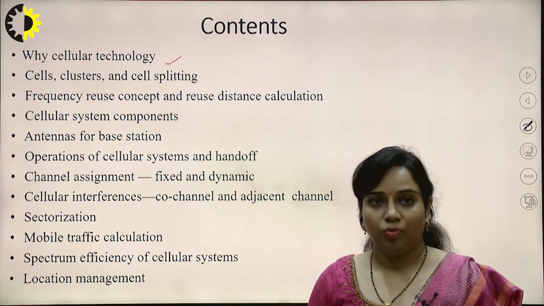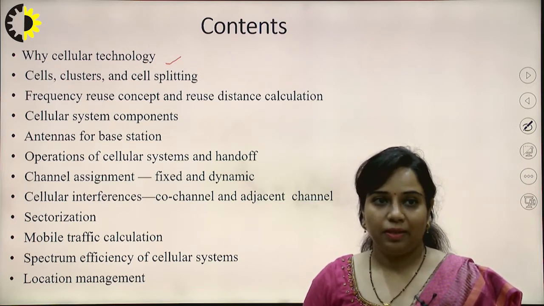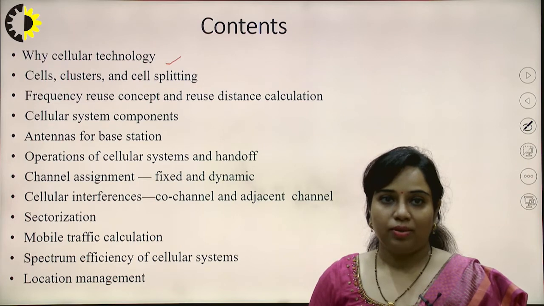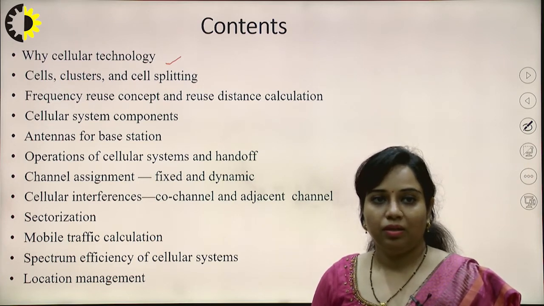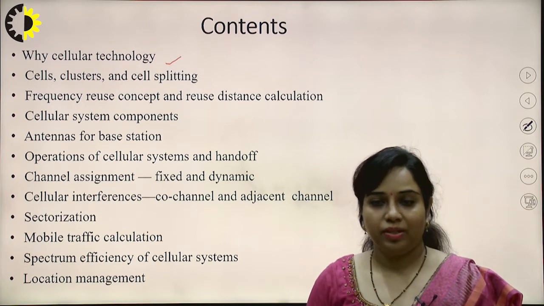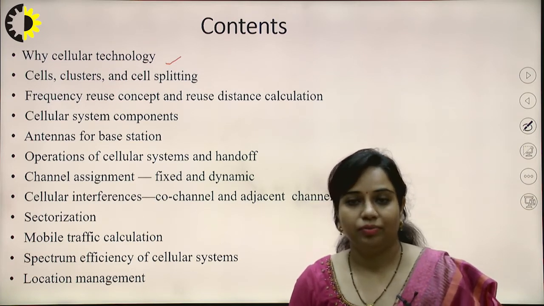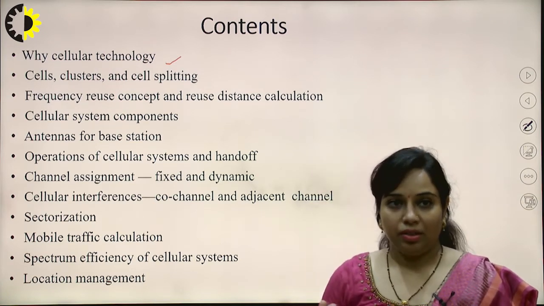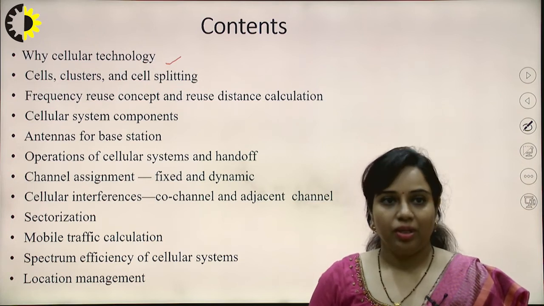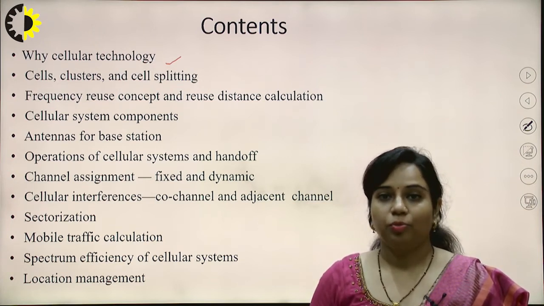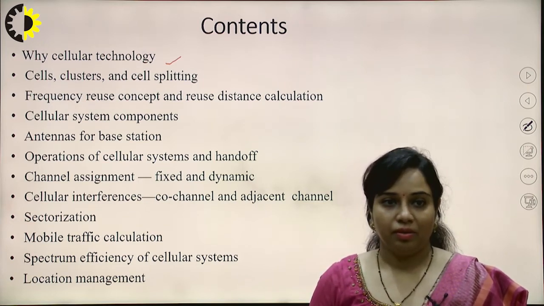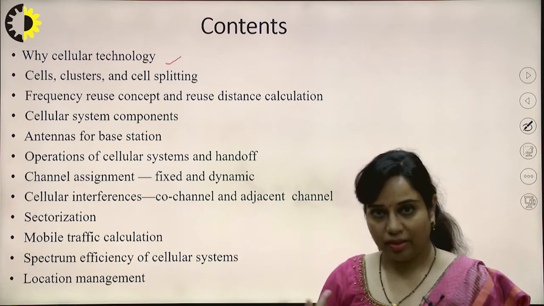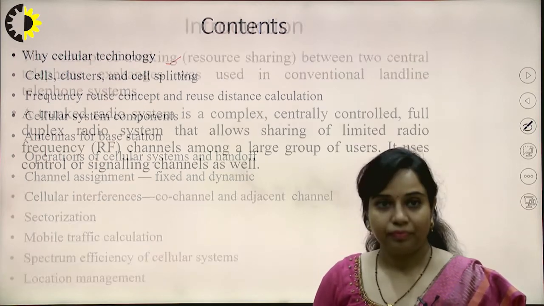We will see the formula, then cell splitting, then the frequency reuse concept and reuse distance calculation. We'll see cellular system components. There are different components for the cell architecture, then antennas that are used for mobile communication, operations of the cellular system and handoff, then channel assignment, sectorization and so on. So these are the contents, or the flow, of my lecture.